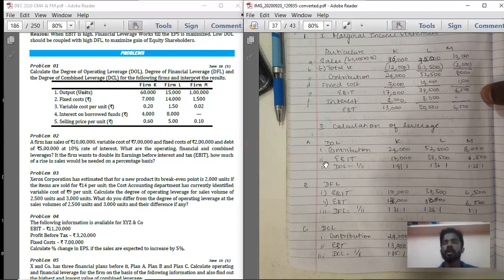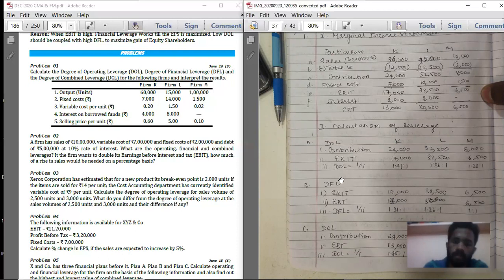What is the DOL formula? Contribution divided by EBIT. For DFL, EBIT divided by EBT, and for DCL, contribution divided by EBT. So these are the three formulas. Small Roman number 2, EBIT. What is the EBIT? 17,000 for K, 38,500 for L, and 6,500 for M.